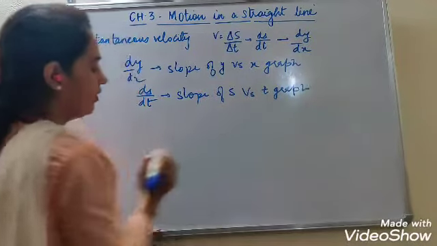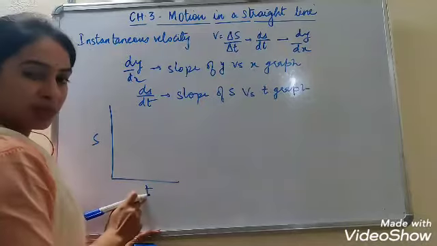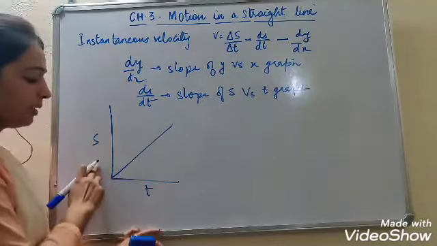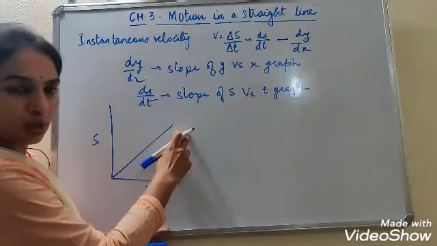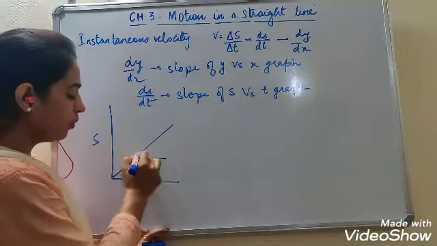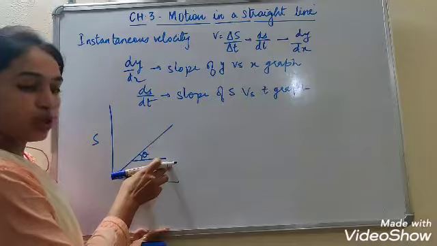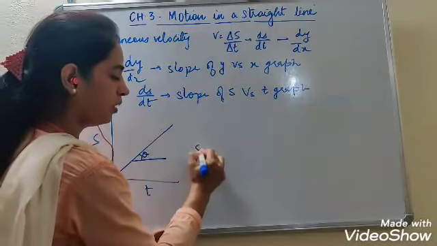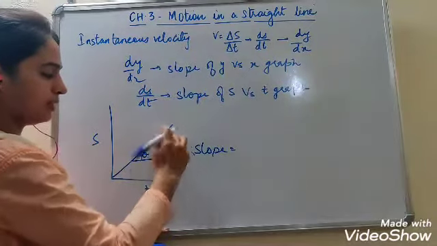Okay, so if you have an s versus t graph, a distance or displacement versus time graph, for example a straight line graph, that means displacement versus time has a constant slope. Constant slope means if you find the slope of the graph at any point, tan theta, then that slope will be equal to the change in distance.